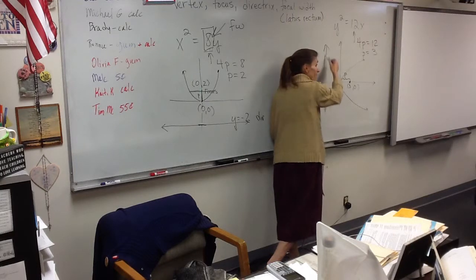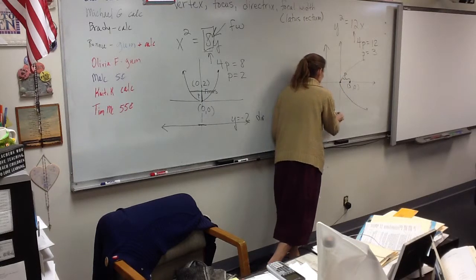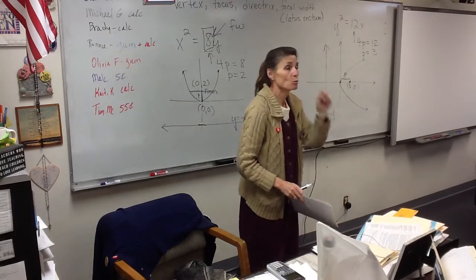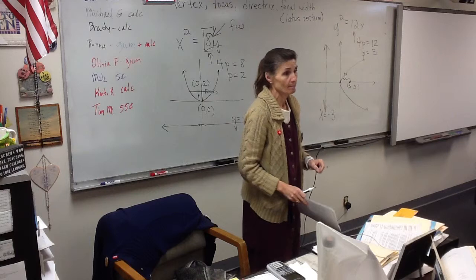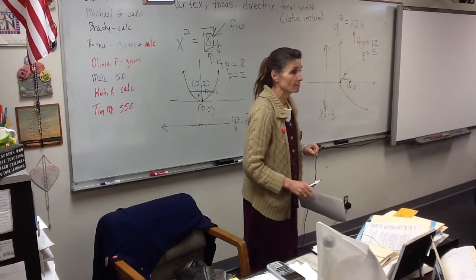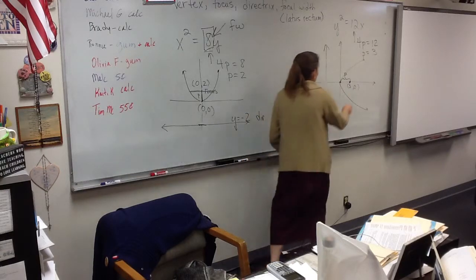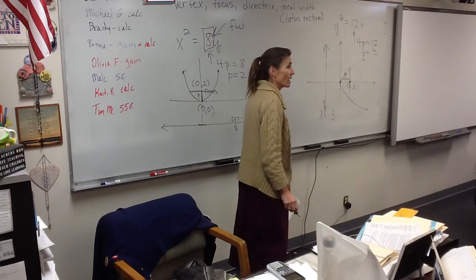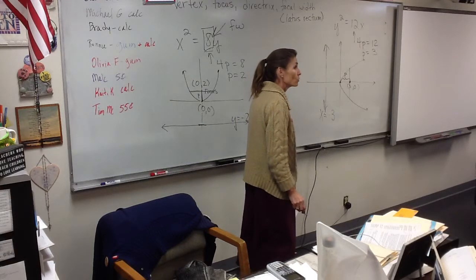Which line will that be? X equals -3. Don't get confused about the letters. Which axis does it cross? The x-axis. So it's x equals -3. This is your focal width. How wide is this parabola? 12. The focal width is 12.